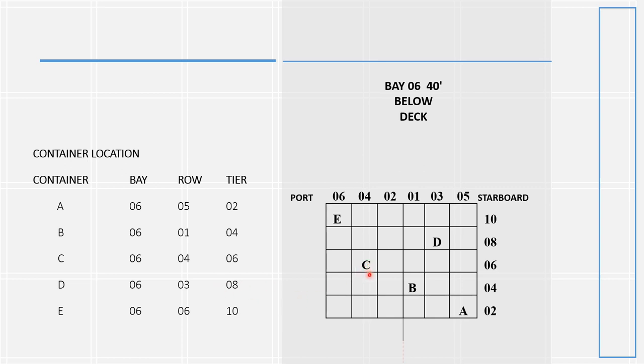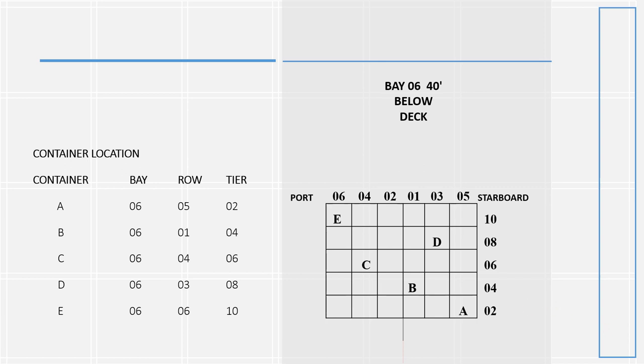Container C is in bay 06, row 04, and tier 06. Container D is in bay 06, row 03, and tier 08. And container E is in bay 06, row 00, and tier 10.